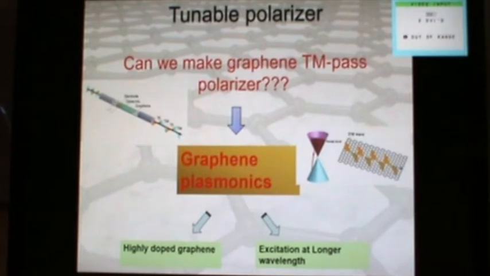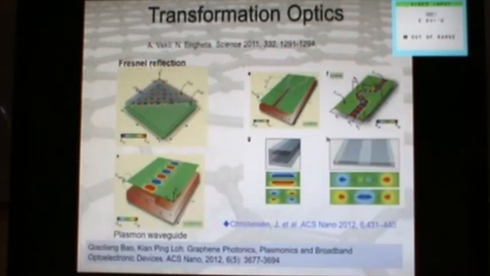Now, can we make a tunable polarizer? The answer is yes. You apply an electric field here. If there is no electric field, the Fermi energy of graphene is close to the Dirac point, so you have a TE polarizer. But if you apply an electric field, for example using ion gel or chemical doping, you can get a very high doping level. As a result, graphene supports a surface plasmon, and then you have the TM surface wave coming out from this device.